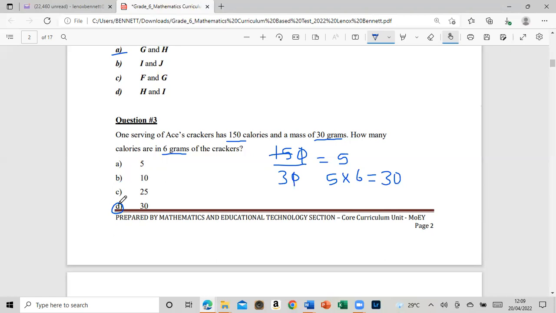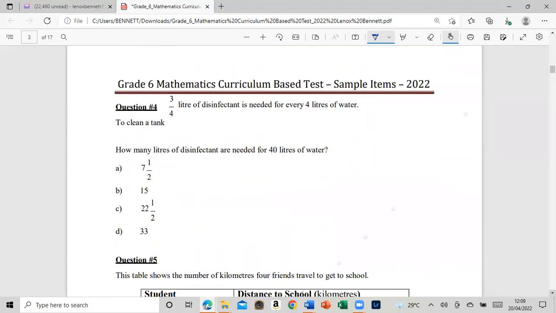All right, let's move on to number 4. Again, guys, you're encouraged to try the questions. I'm going to go very slow because I want you guys to attempt the questions before the solution. All right, number 4 says, 3/4 liter of disinfectant is needed for every 4 liters of water. So listen to what it says. 3/4 liter of disinfectant is needed for every 4 liters of water. How many liters of disinfectant are needed for 40 liters?